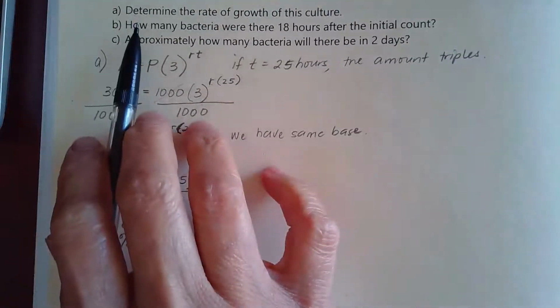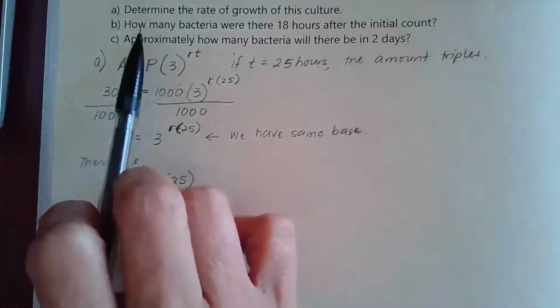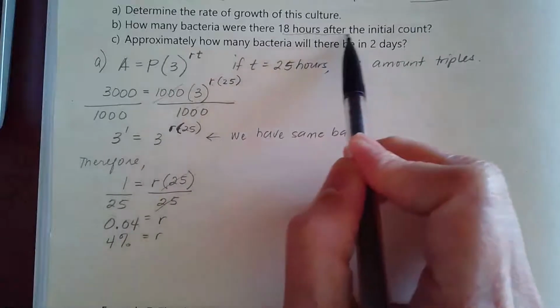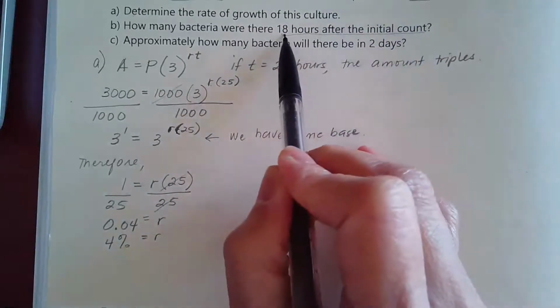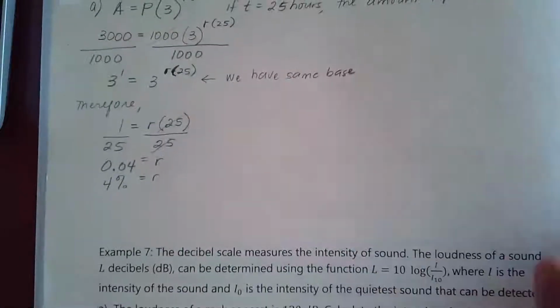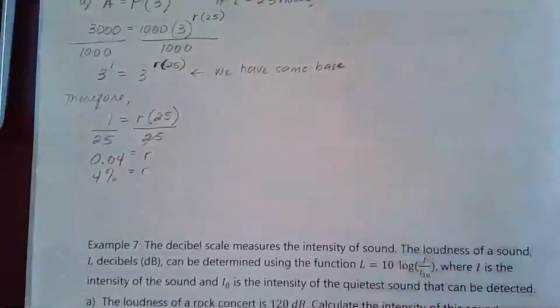Let's take a look at letter B. How many bacteria were there 18 hours after the initial count? So 18 hours after the initial count. Let's see here.